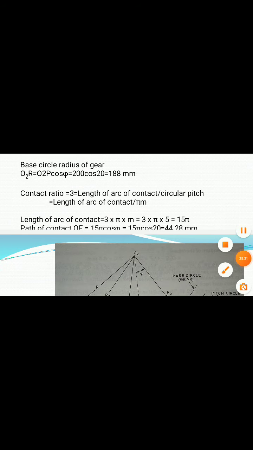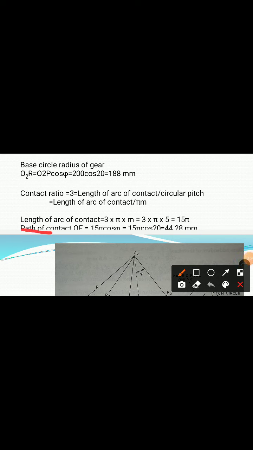Now this path of contact QF is equal to this arc of contact divided by cos phi, which is nothing but the path of contact. So path of contact divided by cos phi is equal to arc of contact. So this path of contact now becomes arc of contact into cos phi.